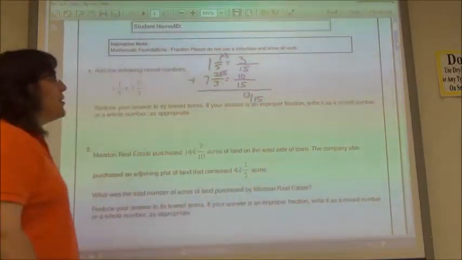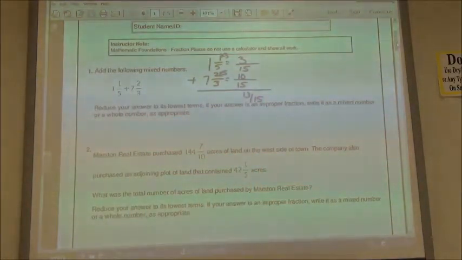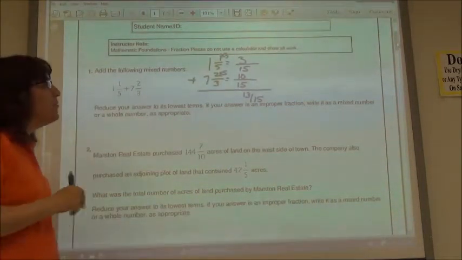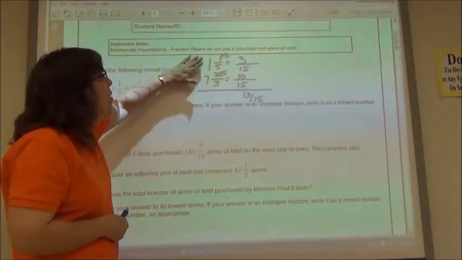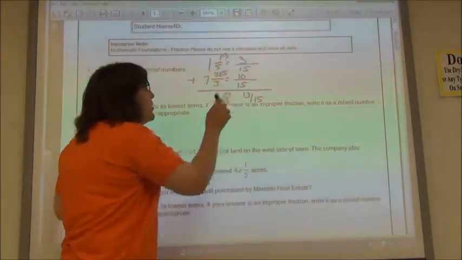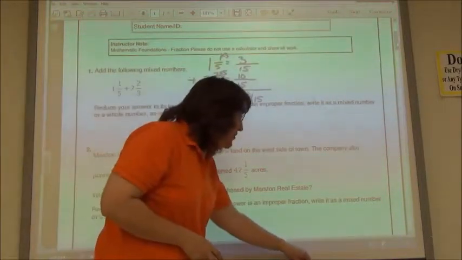Now, I can't simplify it. It isn't lowest terms. It isn't an improper fraction, so I'm done with the fraction part. So now I just add the whole number part. 1 plus 7 is 8, so I get 8 and 13/15.